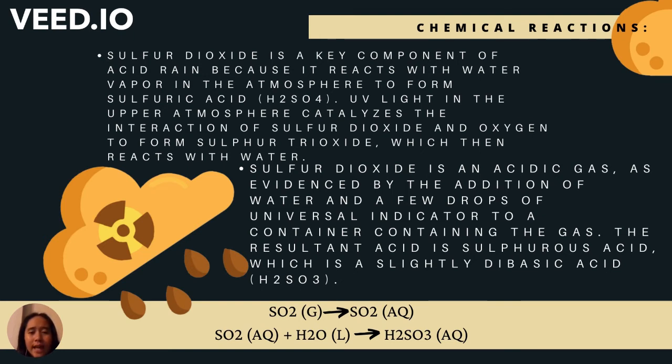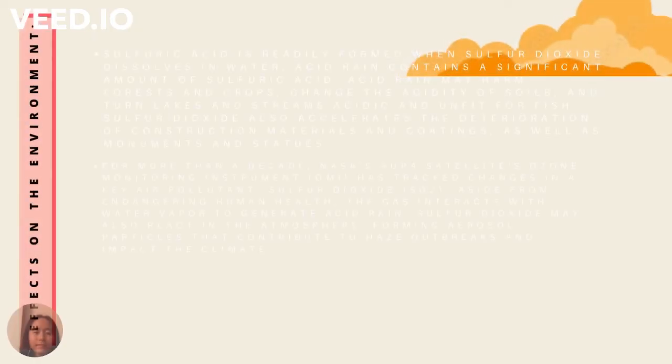Sulfur dioxide is an acidic gas, as evidenced by the addition of water and a few drops of universal indicator to a container containing the gas. The resultant acid is sulfurous acid, which is a slightly dibasic acid, or the H2SO3. And the equation below is the example equation for the chemical reaction of sulfur dioxide.